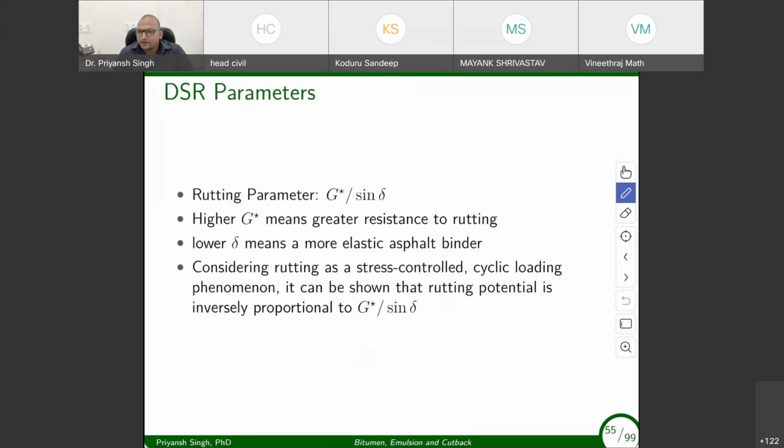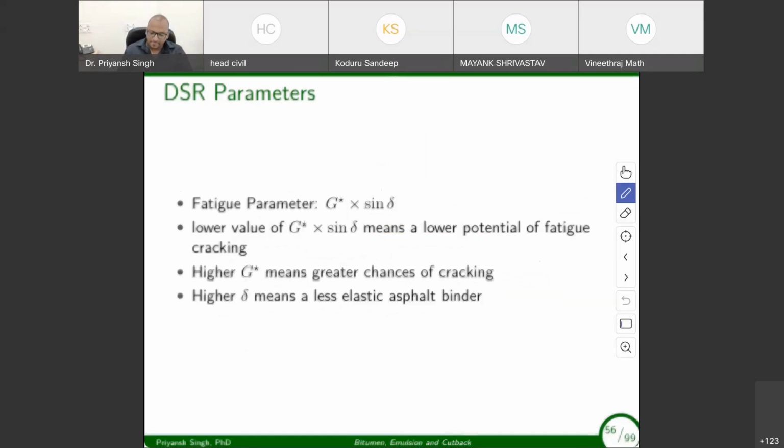Based on this measurement, we have two different innovative parameters suggested, that is G star by sine delta, which is a rutting parameter. So this parameter needs to be measured at higher temperature. The higher G star means the greater resistance to rutting, and lower delta means more elastic, that means lesser rutting. Considering rutting as a stress controlled cyclic loading phenomenon, it can be shown that rutting potential is inversely proportional to G star by sine delta.